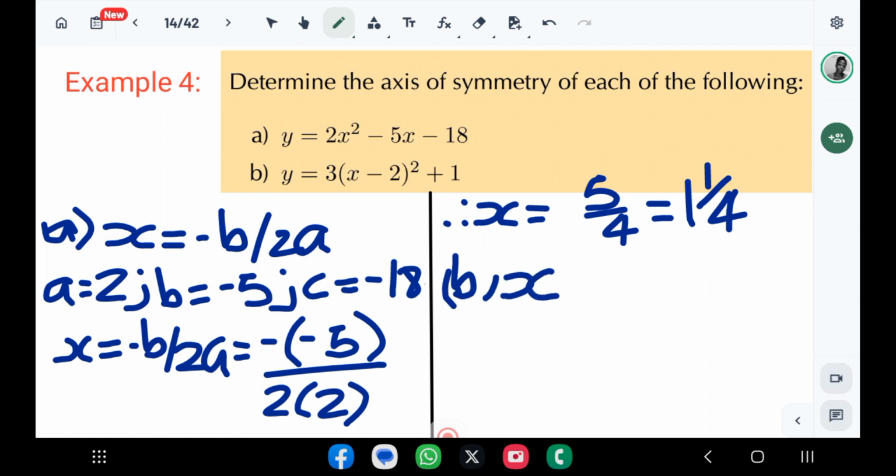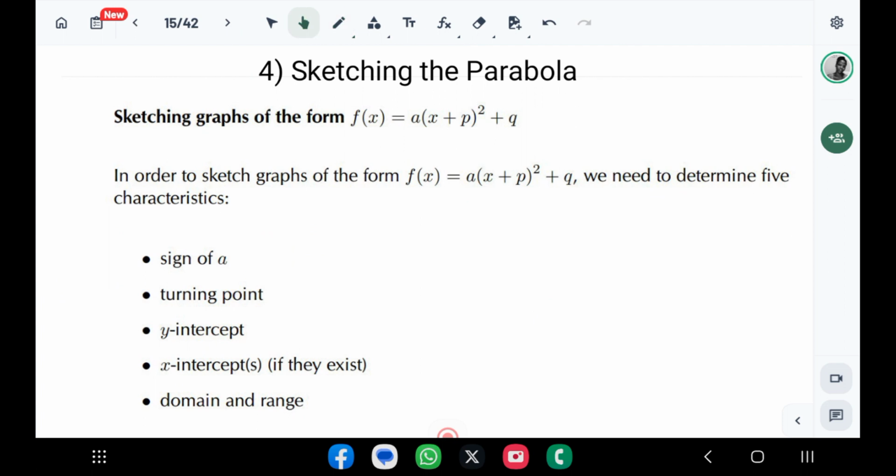Now for the second one, that's very easy. Your axis of symmetry equals minus p. And since our p is negative 2, that's minus negative 2, which equals 2. That is the axis of symmetry of the second one. Easy peasy. Now let's sketch the graphs, which are very easy to sketch.